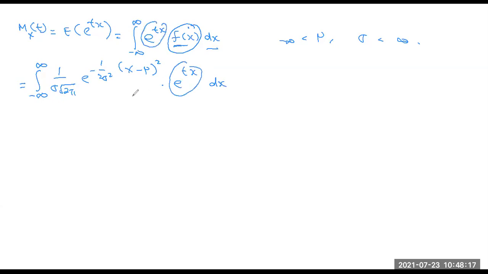This is what we have here, where f of x is the PDF for the normal random variable. So we can simplify this. You can see here we have the exponent of this term, then we have e to the tx here. When you have a to power x times a to power y, that's the same as a to power x plus y. Yes?